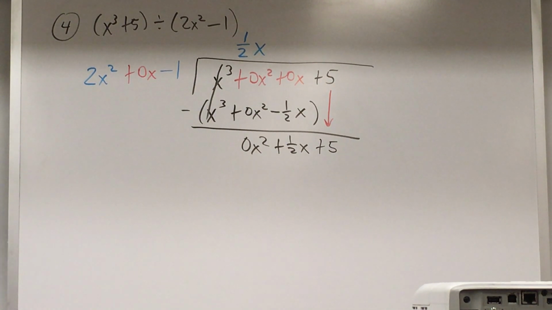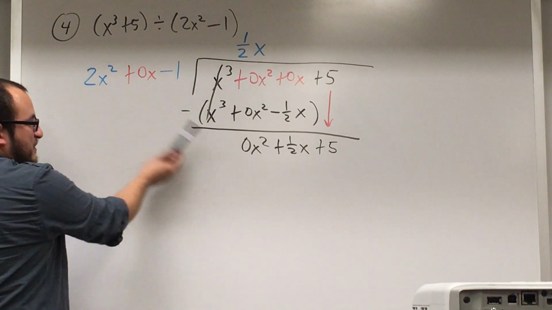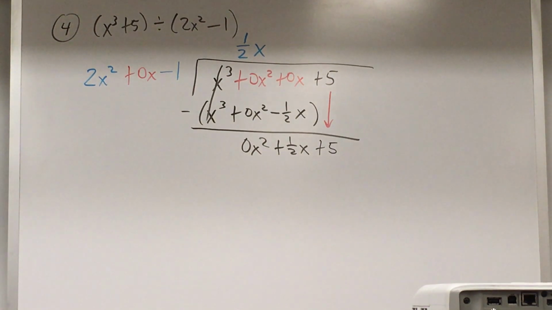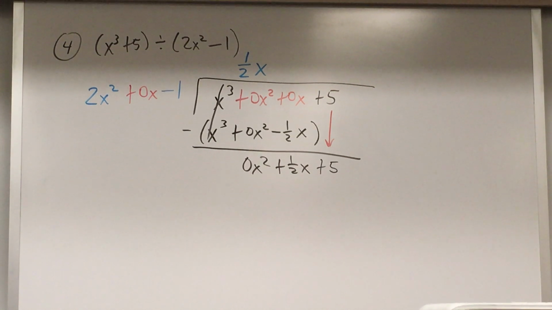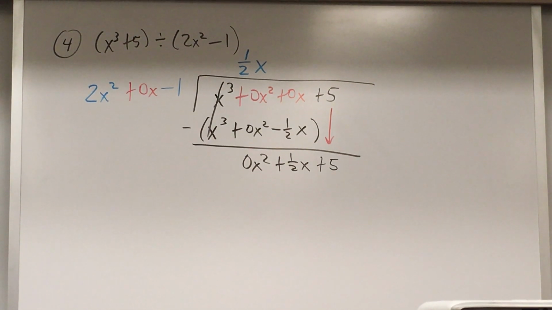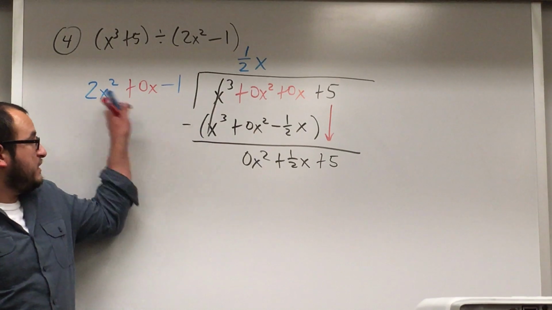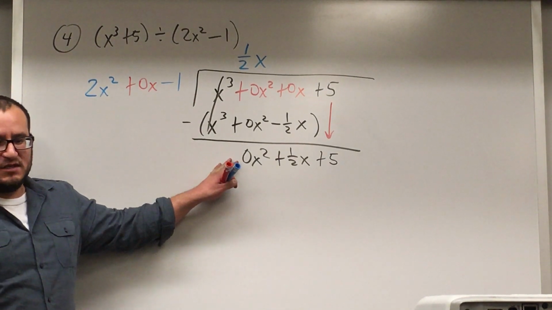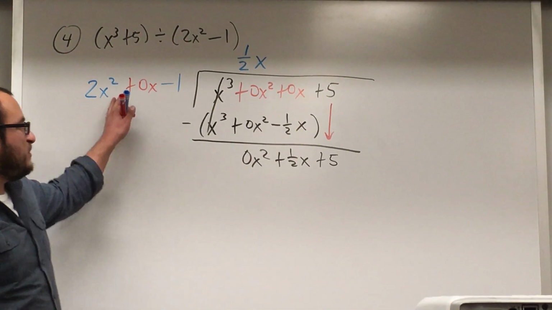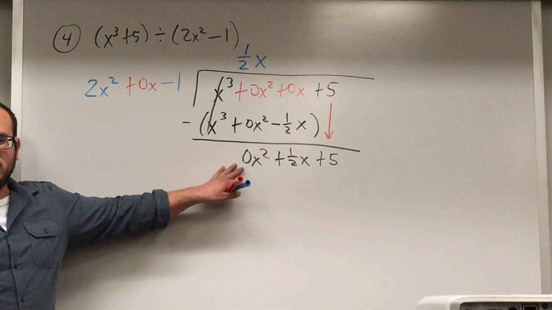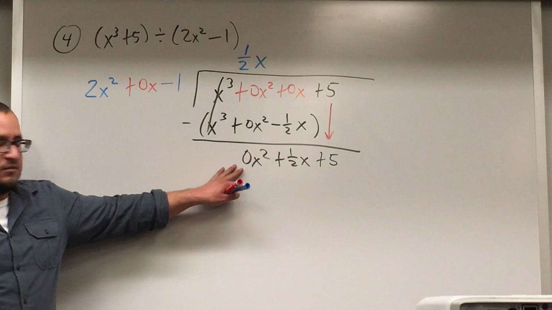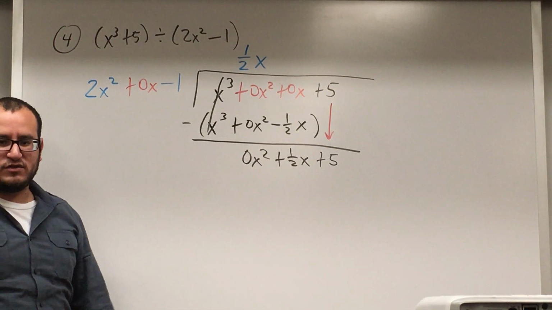And now you ask yourself, how do you get 2 to become 0? And you don't. So pretty much what happens here is you ask yourself, can 2 become 0? If you multiply by 0, we're still going to get 0 at the end. So when you get to this point, you're pretty much done. Now you can go ahead and write your answer.